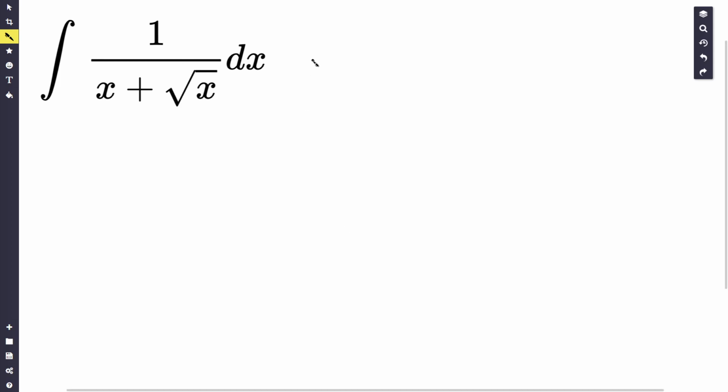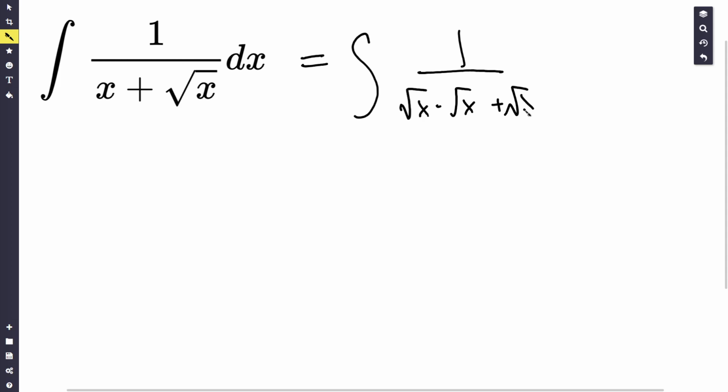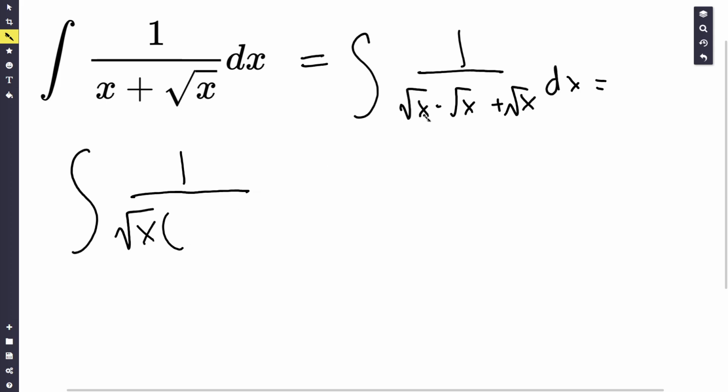Alright, at the start I'm going to rewrite this integral. First, notice how we can rewrite x as the square root of x times the square root of x. Then we still have plus square root of x here. Next, what we can do in the denominator is factor out the square root of x. So we have the square root of x times square root of x, so we are left with the square root of x here. And we just have square root of x here, so we just have 1.